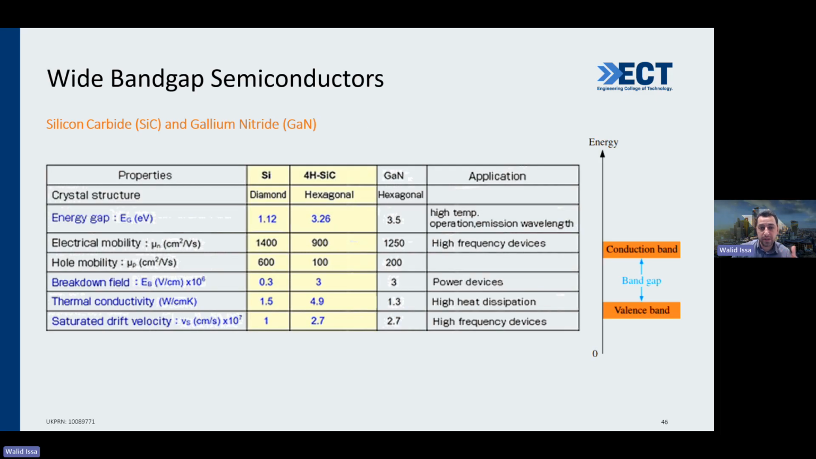And I mentioned before silicon carbide and gallium nitride. This table is showing the properties for all of them. The main point here is the thermal conductivity. For silicon it is about 1.5. For silicon carbide it is 4.9. That means when the transistor is losing power, it is able to release that power to the environment very easily.